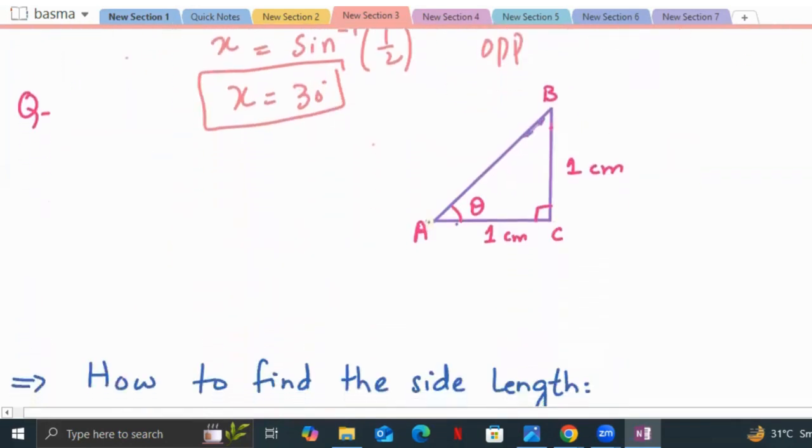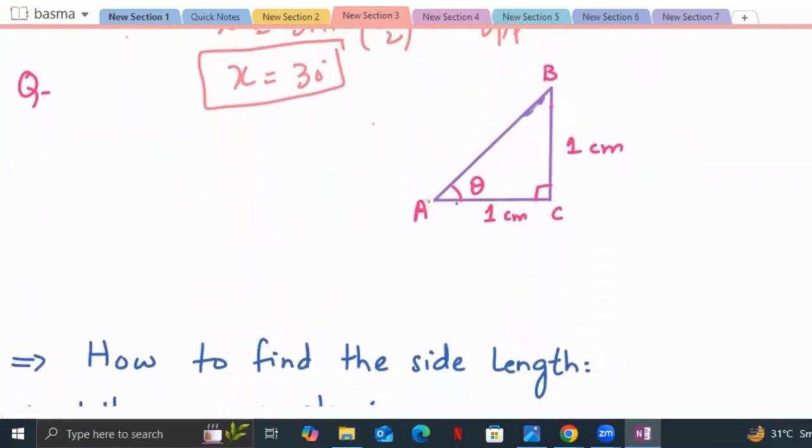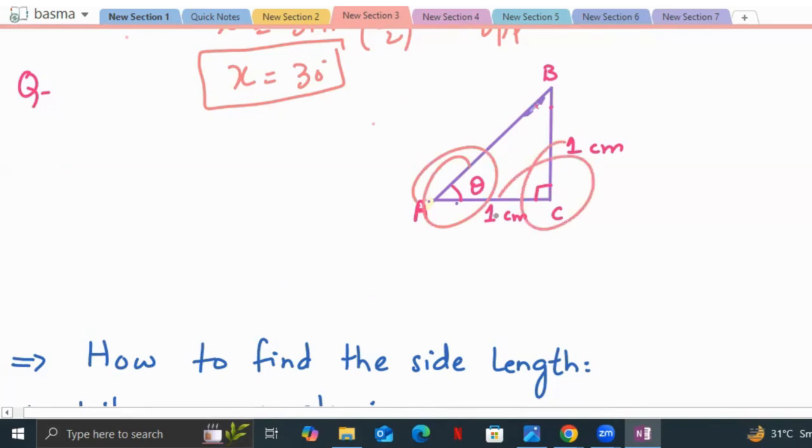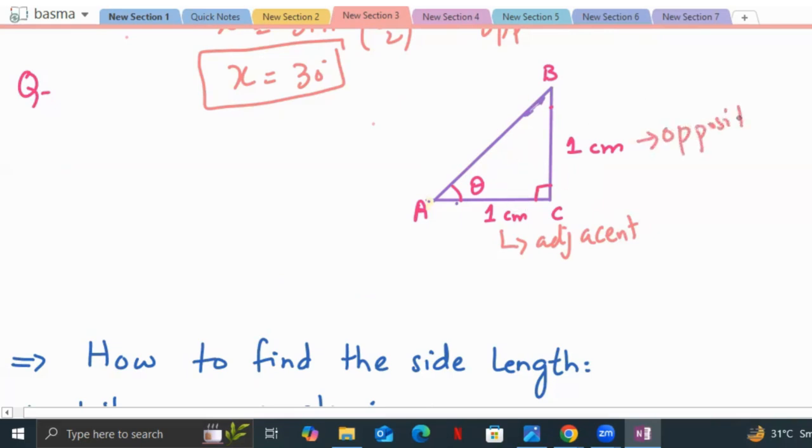All right. So the next thing, in this question again, we have to find angle theta, at A. So you identify your sides, AC and BC. The AC side, the side between theta and 90 degrees, is always adjacent. So this is adjacent. And the side opposite to the given angle theta is called the opposite side. So that's your opposite side.